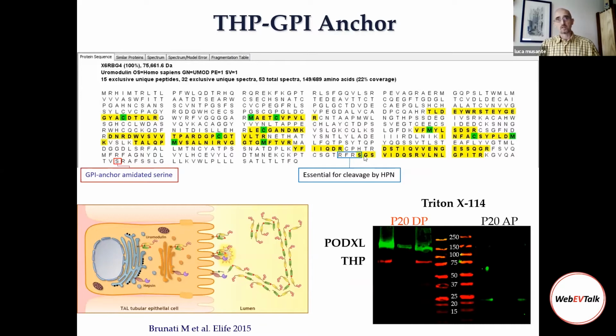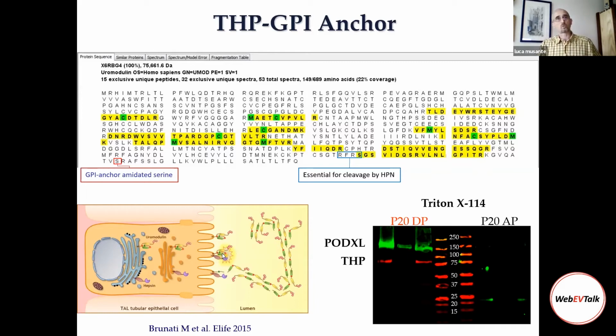What was interesting is that we found 2 peptides that match the sequence between the cleavage site of hepsin and the GPI anchor site indicated here. So there was a good chance that we could have a GPI-anchored THP on our membrane, and when we carried out detergent phase partitioning, we found that THP was in the detergent phase, as was PODXL, a one-transmembrane-domain protein used as a positive control. So yes, THP can be part of the repertoire of proteins in the EVs secreted by the cells. We can have an alternative secretory pathway for THP.